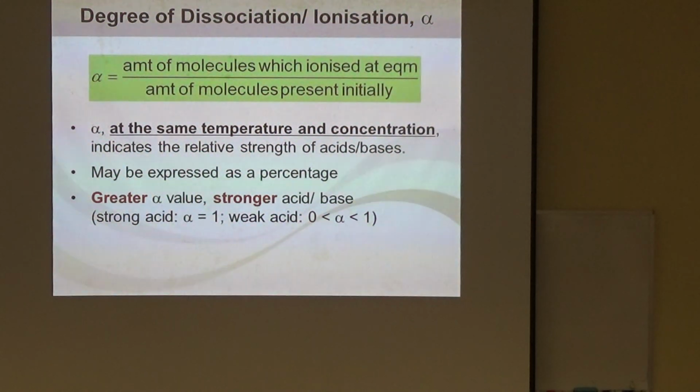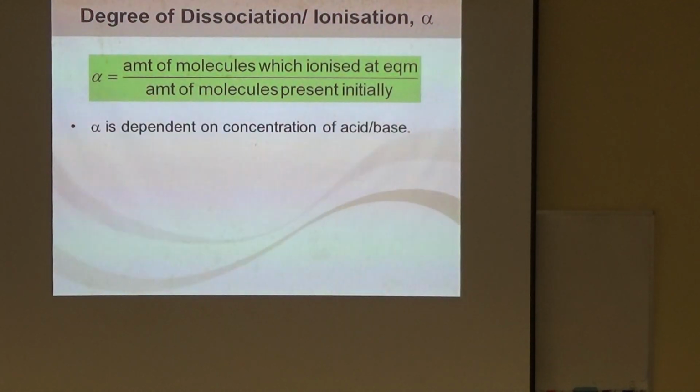Okay, strong acid, that means it's 100% ionization. Alpha is 1. For weak acid, it's between 0 and 1, a fraction. Okay, alpha is dependent on the concentration of the acid and base.